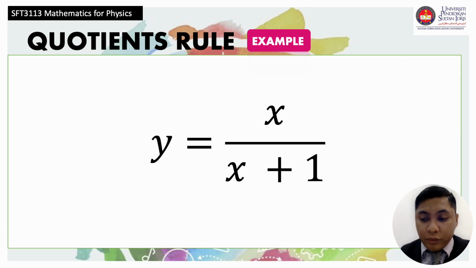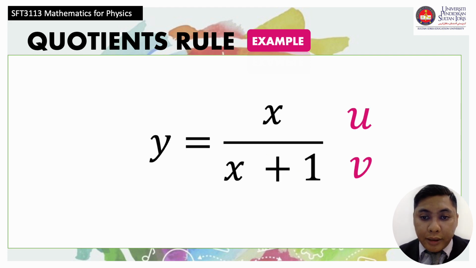We know that the function at the top is u, and the function at the bottom, x plus 1, is v. So we know that these two functions, we need to assign: u is x, v is x plus 1.